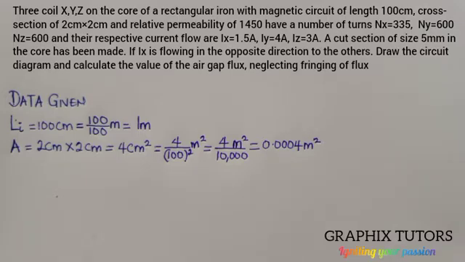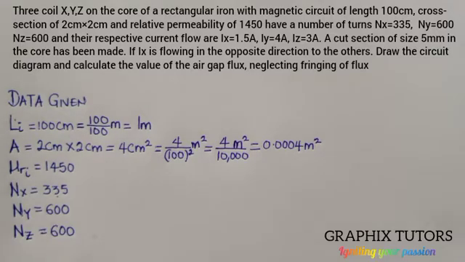Now we'll continue. We said the relative permeability of the iron is 1450. So we use this symbol, the relative permeability of the iron equals 1450, and have a number of turns. So it has number of turns n subscript x, n subscript y, and n subscript z. So n subscript x means the number of turns of the x coil, then the number of turns of the y coil, and the number of turns of the z coil. So we use x, y, z to represent each of those coils. So that is how we are writing it.